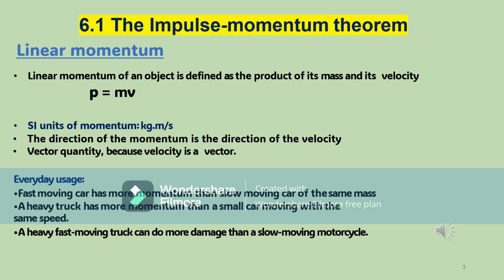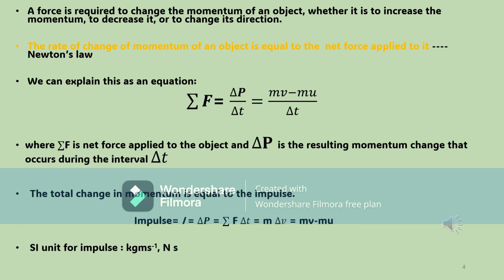Let's relate this to some everyday scenarios. Imagine a fast-moving car and a slow-moving car of the same mass. The fast-moving car has more momentum than the slow-moving car. Similarly, a heavy truck has more momentum than a small car moving at the same speed. This is why a heavy, fast-moving truck can do more damage in a collision than a slow-moving motorcycle. The higher the momentum, the greater the potential impact.